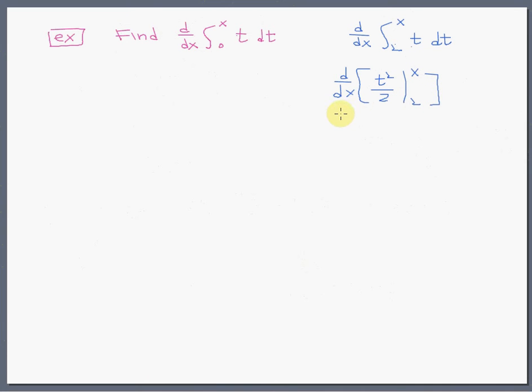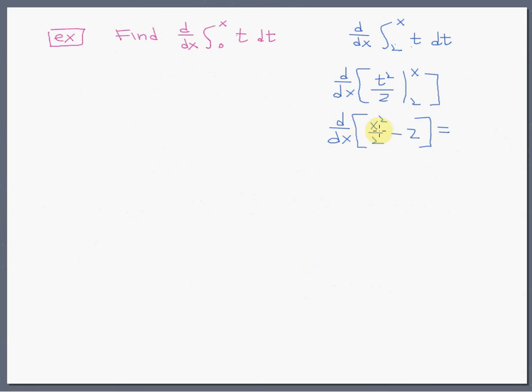Okay, so then we're still going to take the derivative. We're leaving that there while we calculate this inside. So we plug in x, we get x squared over 2 minus a 2 plugged in, which would give us 2 squared, 4 divided by 2. So this would just be minus 2. So now that we have that evaluated, we would now take the derivative of the function that we integrated.